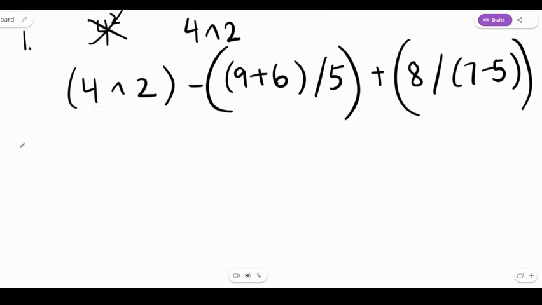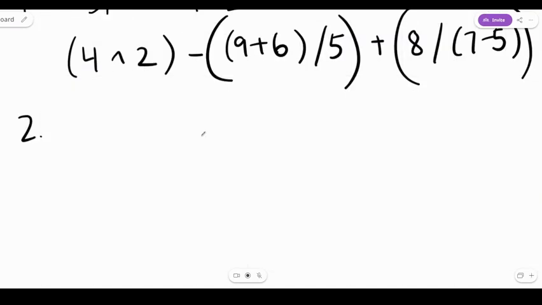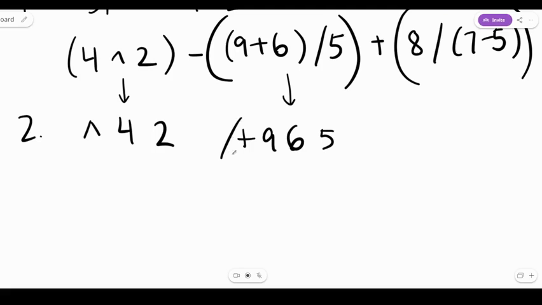Okay, so now let's start converting. We want to convert to prefix. So we'll put it like this. And then this corresponds to this set of parentheses. And then this will be plus 9, 6, 5 divide. And then this will be minus 7, 5, 8 divide. It looks pretty difficult, but once you do some more practice, it becomes easier to understand.